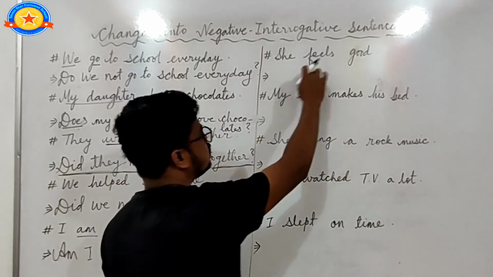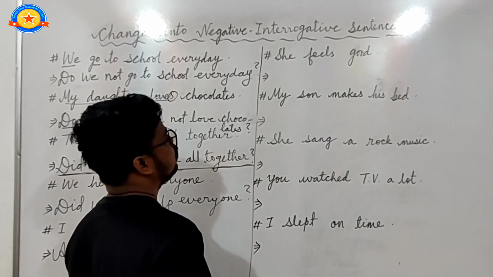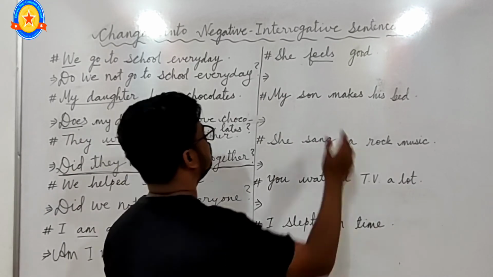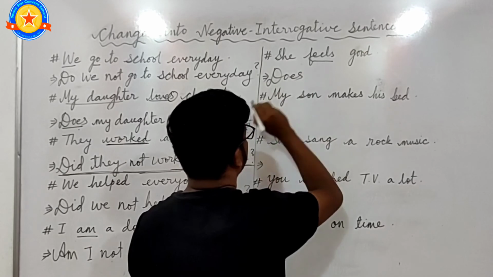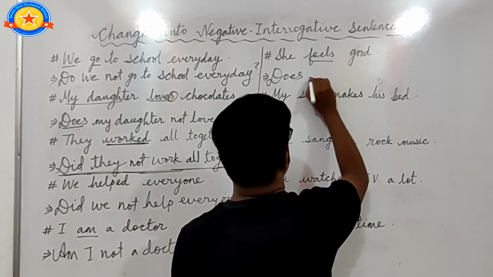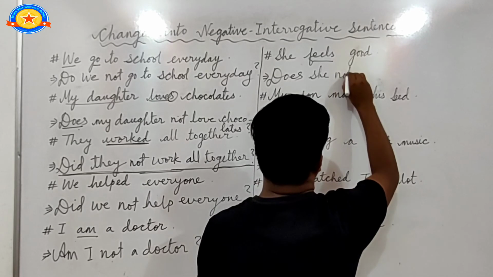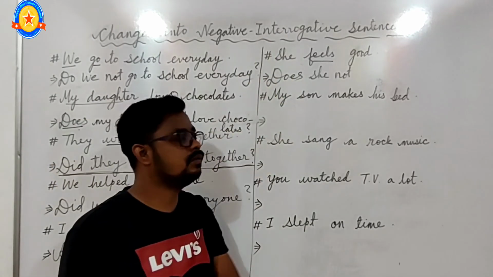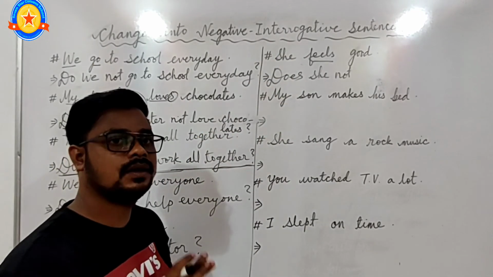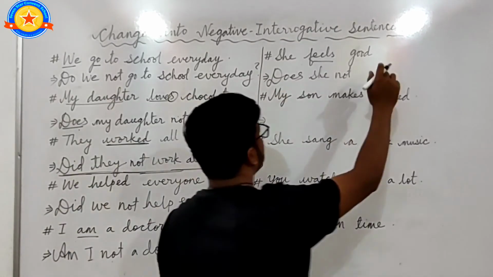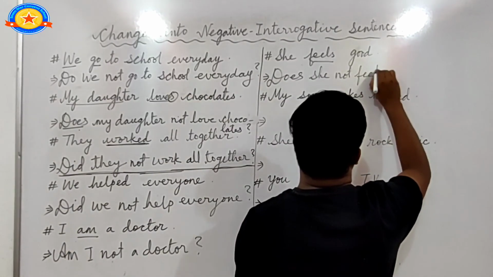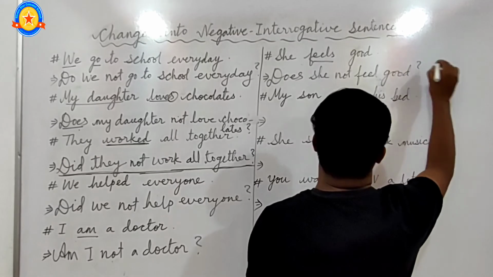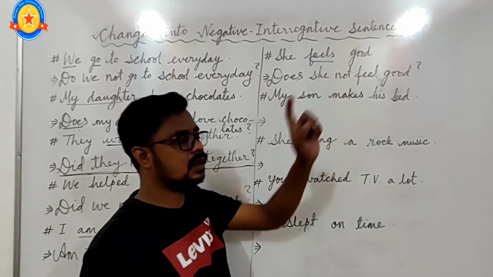Our next question is: She feels good. This is simple present tense because in the main verb s is added. She feels good. So here does will come before the subject. Does she not? When we have written does, the s from the main verb will be removed in the negative and interrogative sentence. Does she not feel good? And question mark.